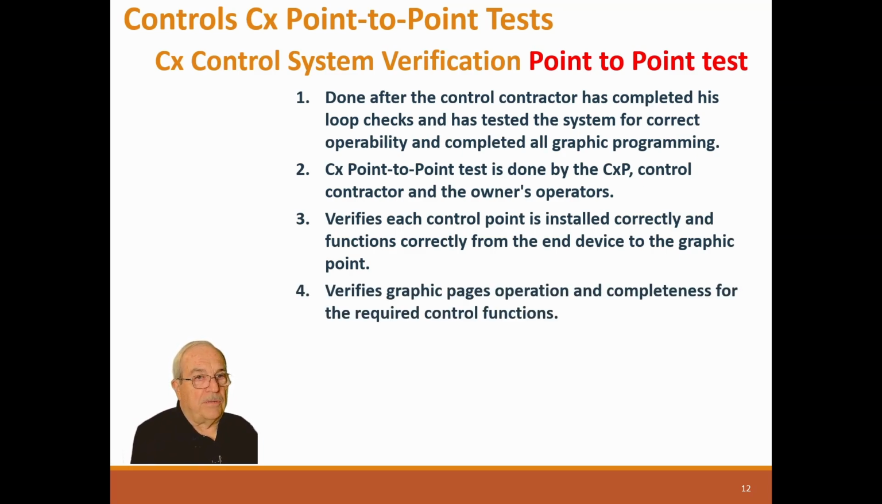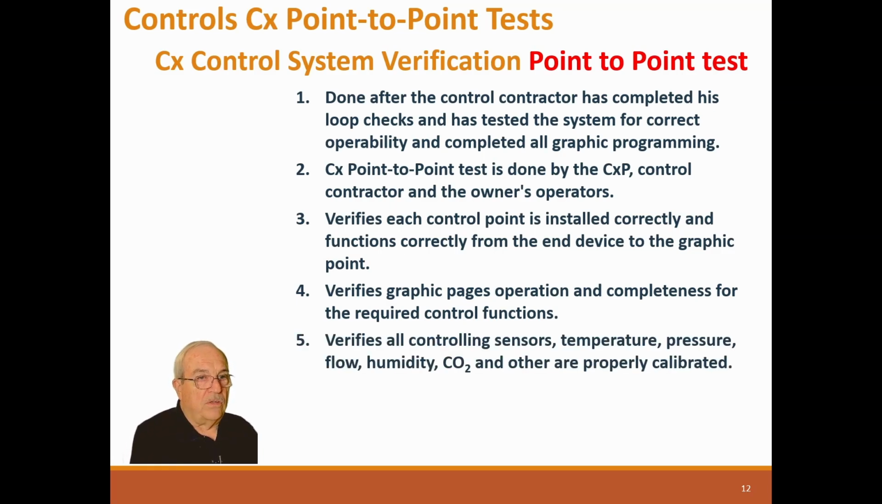It verifies graphic pages' operation and completeness for the required control functions. It verifies all controlling sensors (temperature, pressure, flow, humidity, CO2, and others) are properly calibrated. This is where the most work comes in. The point-to-point is really pretty easy; you can blow through them really quick. But the calibration of the sensors is really important and takes some time. This is where we separate ourselves from other people and from what the control contractor does himself. I have never seen a control contractor actually calibrate sensors, and if he does, he's using an uncalibrated instrument, which makes it useless.